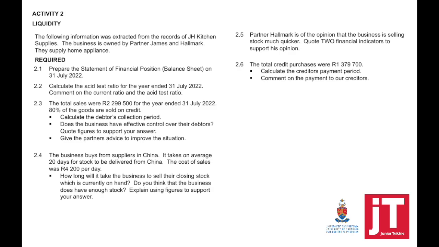Then 2.5, partner Hallmark is of the opinion that the business is selling stock much quicker. Quote 2 financial indicators to support his opinion. And then the last question, the total credit purchases were 1,379,700. Calculate the creditors' payment period and comment on the payment to our creditors.